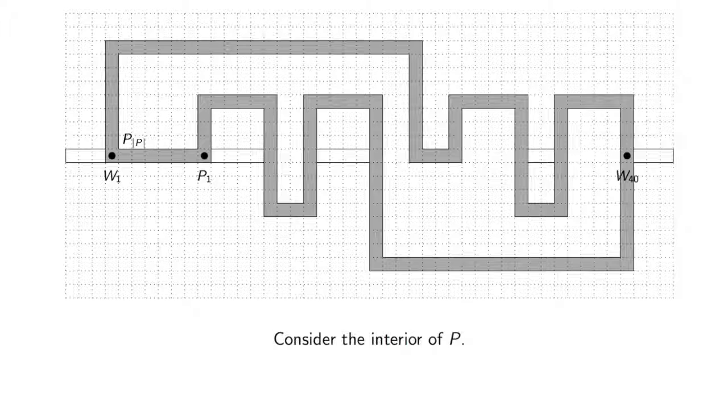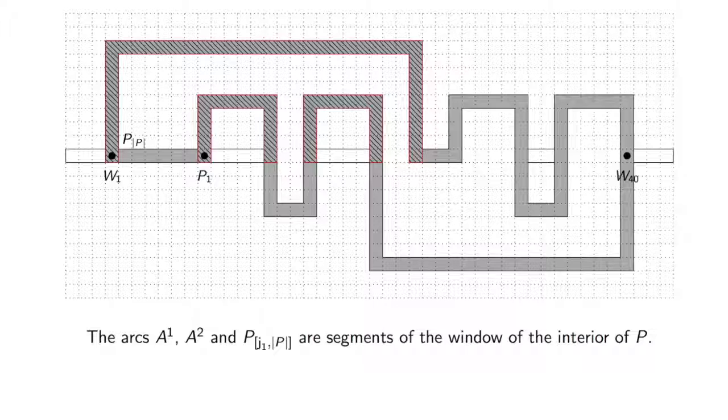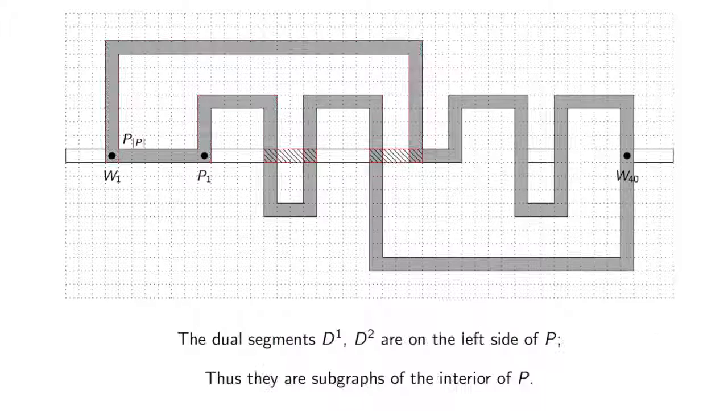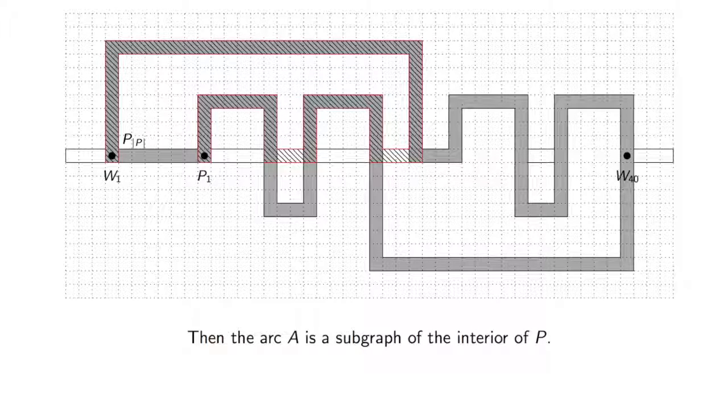Then consider the interior of the path P. The window of this interior is in gray. The interior is the left side of this window. The window W is in white. Remark that the arcs of the decomposition and the segment of P from J1 to its last position are also segments of the window of the interior of P. Remark that the dual segments are elementary arcs of this window. Moreover, by the remark done in video 19, they belong to the left side of this window. In other words, they belong to the interior of P. Then the arc A is a subgraph of the interior of the path P.